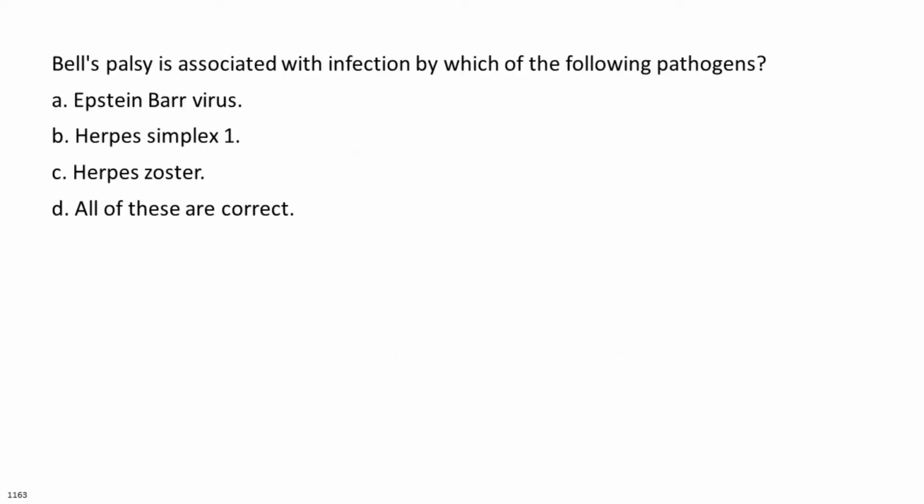Bell's palsy is associated with infection by which of the following pathogens? A. Epstein-Barr virus. B. Herpes simplex 1. C. Herpes zoster. D. All of these are correct.